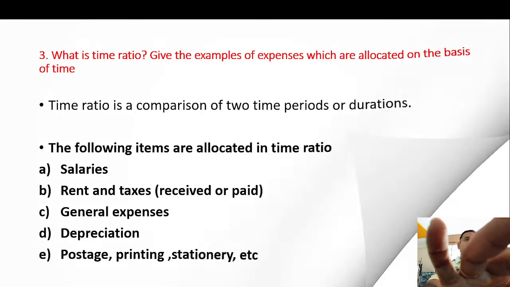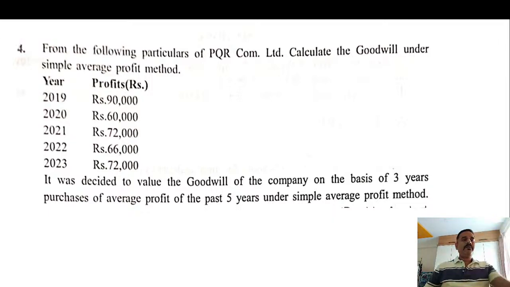Okay. Next, from the following particulars of PQR Company Limited, calculate the goodwill under the simple average profit method. It's a very easy question which appeared in 2024. So you can expect similar questions. In 2025 you may have the weighted average method also, or some other method, like the annuity method. So you can have such questions on your question paper.